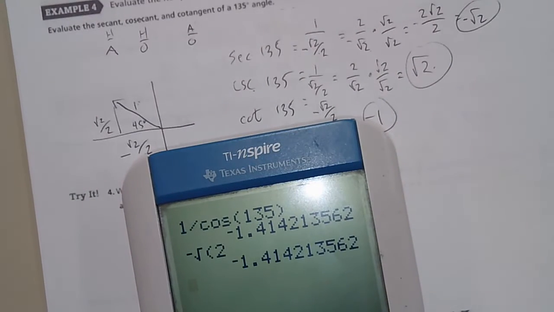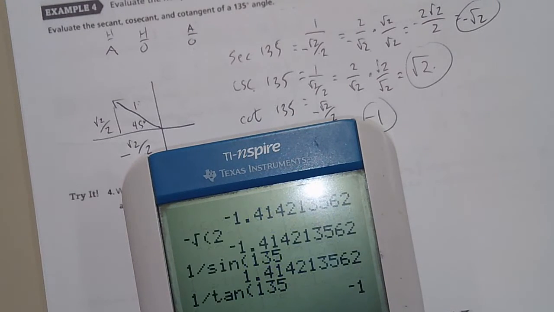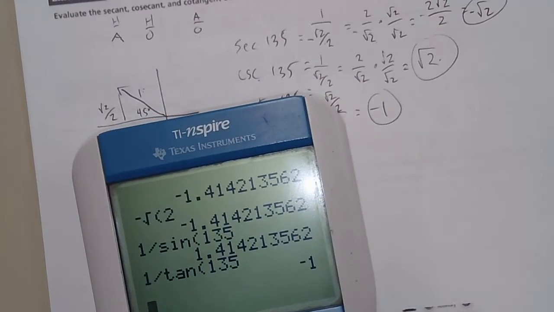Whereas cosecant is 1 over sine. There we go. And cotangent is 1 over tangent. And so there we go. We can check all these out, basically showing that they give us the corresponding values. Okay.